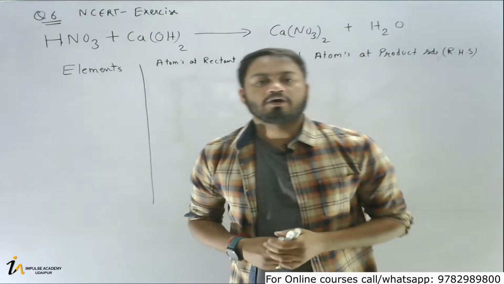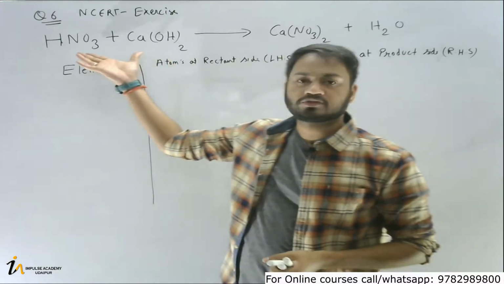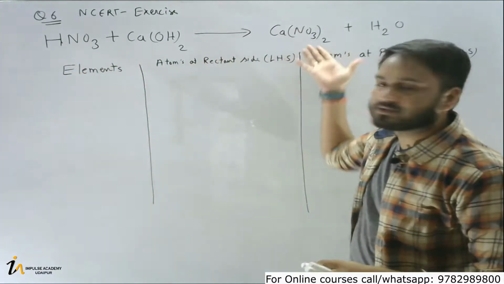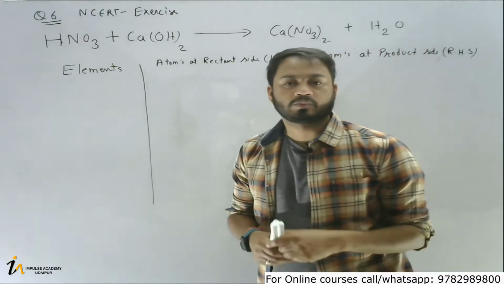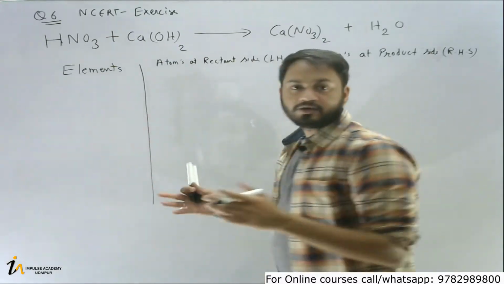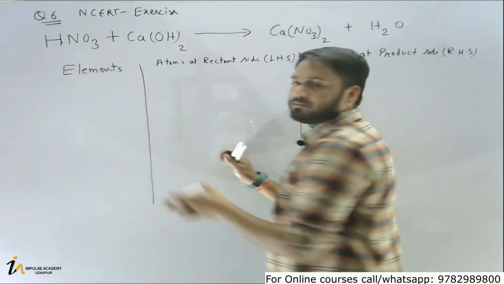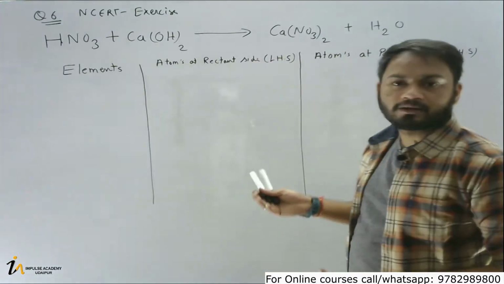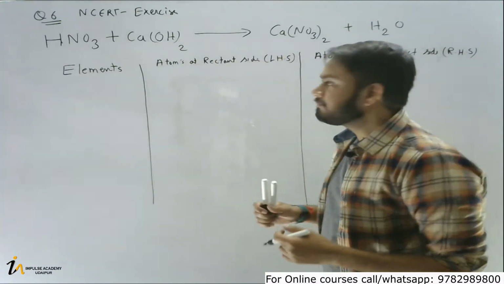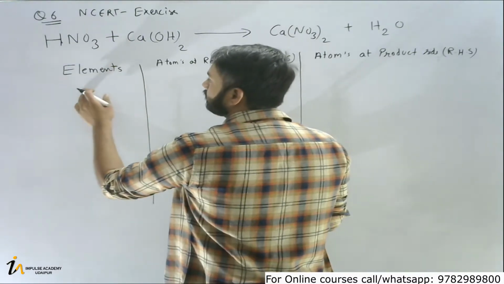So now what we need to do is, here we need to balance the number of atoms in the reactant sites and the number of atoms at the product site. They are not equal here, so we need to balance it. Before we start, we need to write all the atoms which are present in the reactant sites, and those will be the only elements present in the product site. So that's why we'll write all the elements present in the reactant sites.